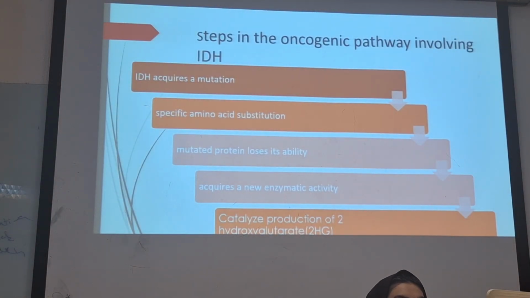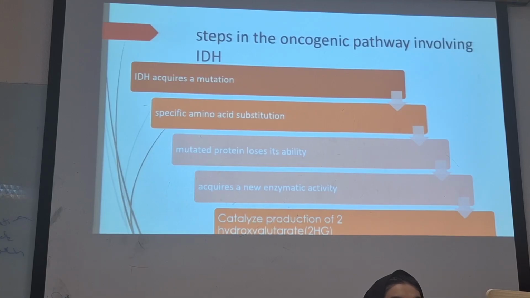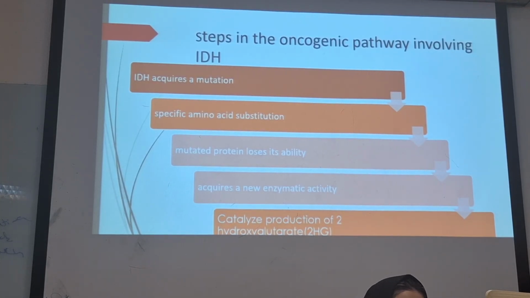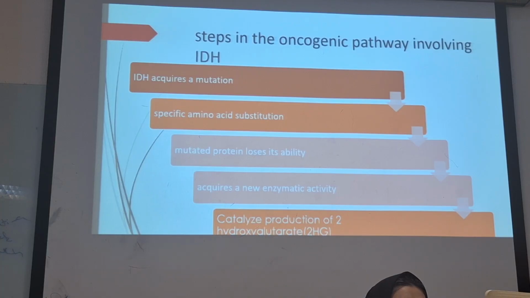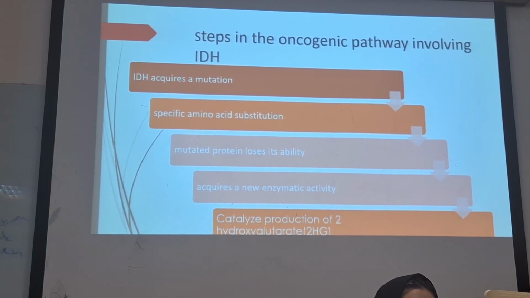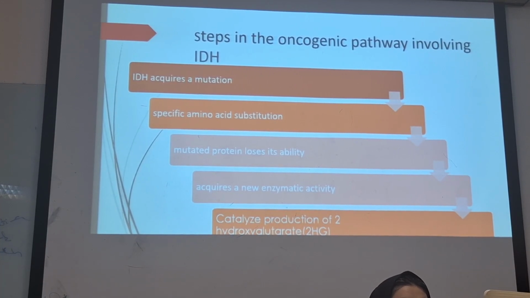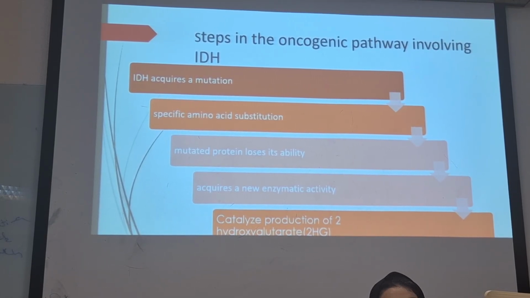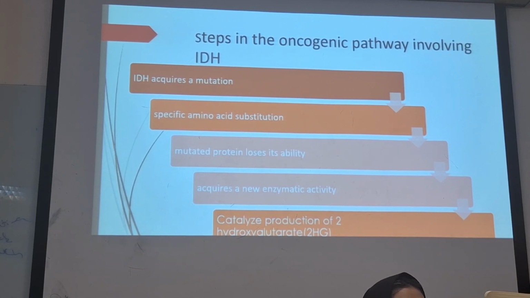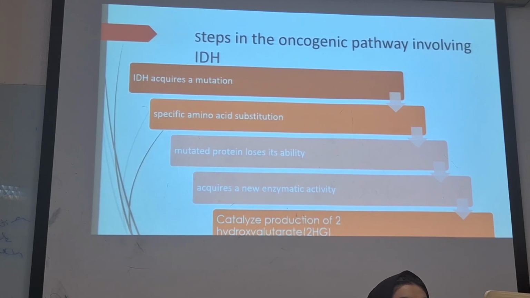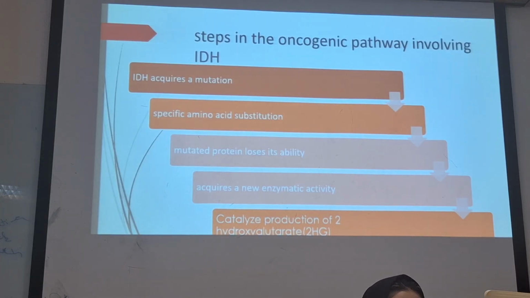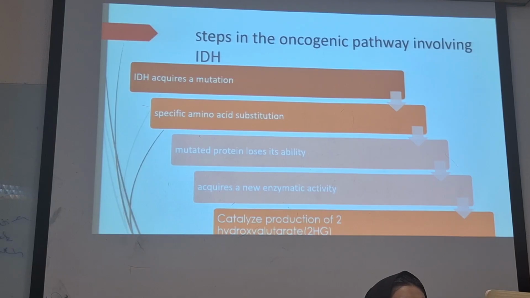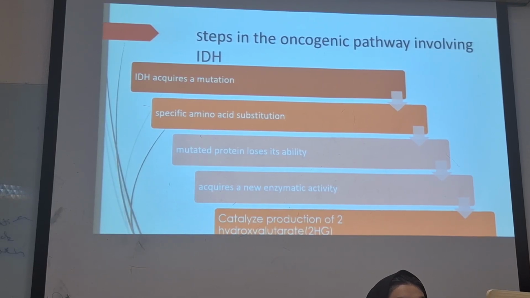Steps in the oncogenic pathway involving IDH. At first, we have mutation in IDH. After that, we have a specific amino acid substitution, and then the mutated protein loses its normal function. Exactly, we have loss of the ability of the mutated proteins, and then we have a neoenzymatic activity in some tumoral cells. And finally, we have production of another molecule, 2-HG or 2-hydroxyglutarate.